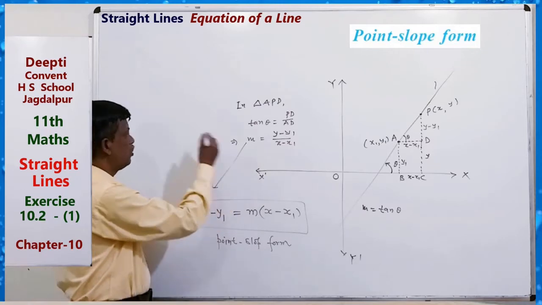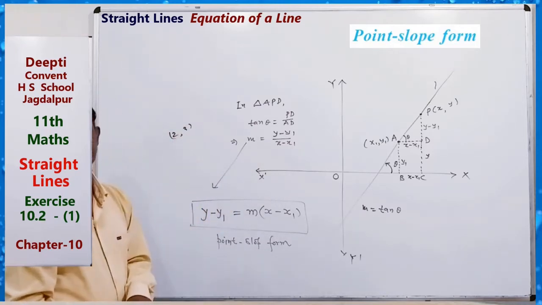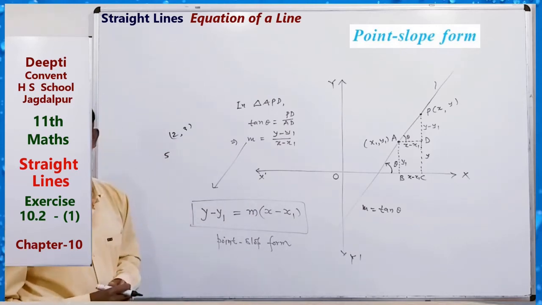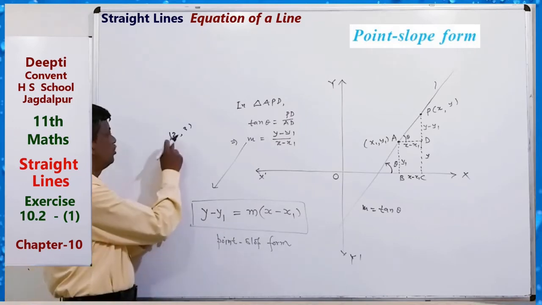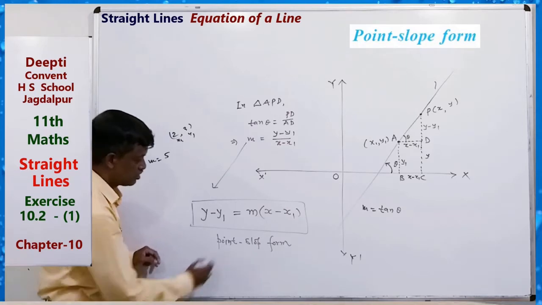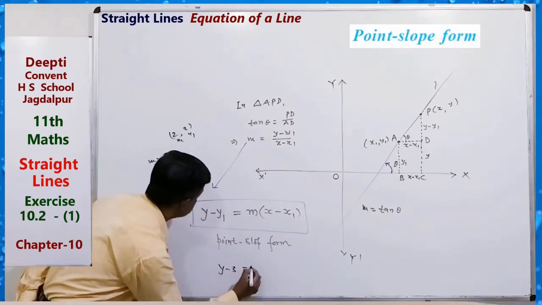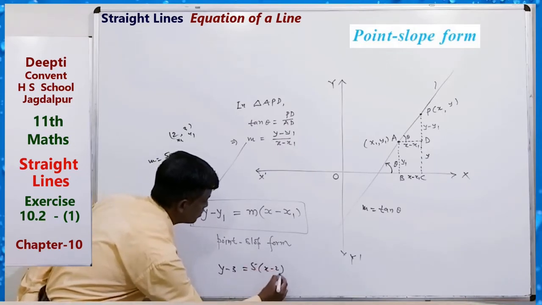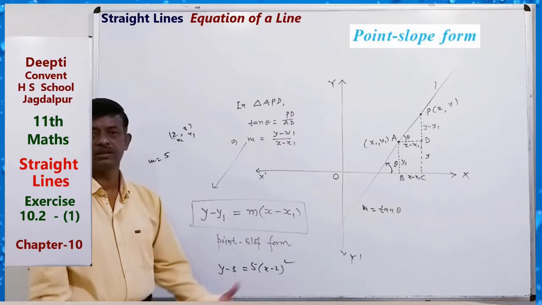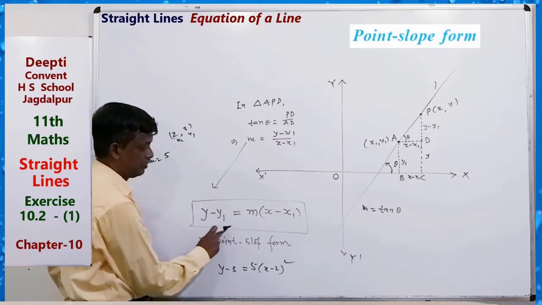Suppose the point is (2, 3) and the slope is 5. Then how can you write the equation of the line? Just use it. (2, 3) means this is x1, this is y1. Slope 5 means m is 5. So we can write y minus y1, meaning y minus 3, equals slope 5 times x minus 2. So this is the equation, an algebraic equation in x and y, where x, y are arbitrary points on the line. This is point slope form.